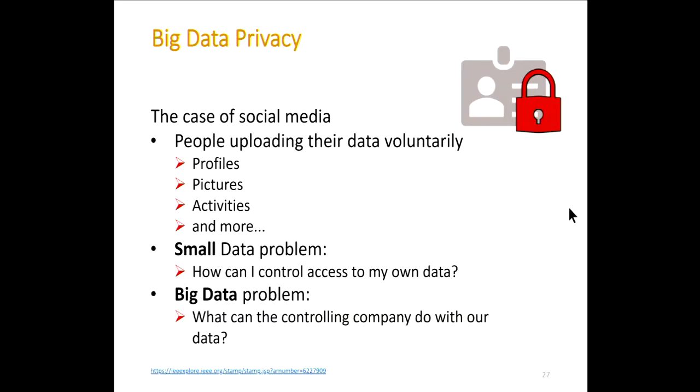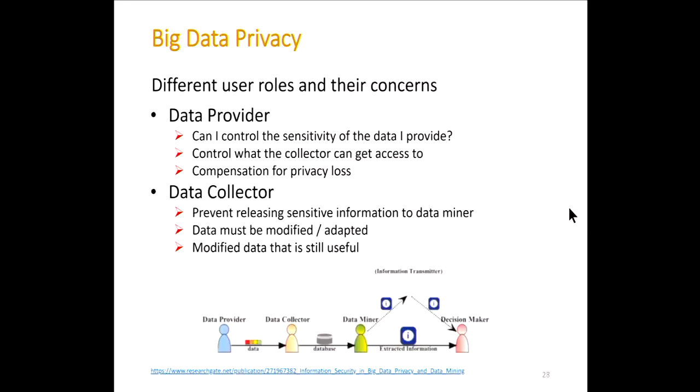From the big data side, the data is collected by the organization, by the company, by the social media platform. So what the social media platform can share with third parties, what it can use for analytics, advertisement, or market research, these are the things you need to look at as the data manager: what we are allowed to do, what we are not allowed to do, what we are allowed to share, and vice versa. So there are different users and different roles.